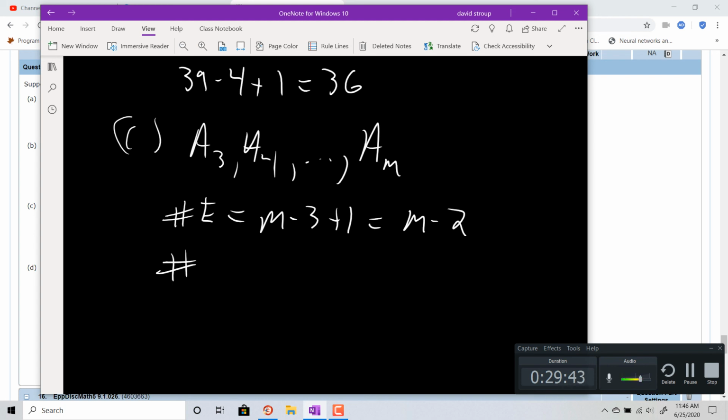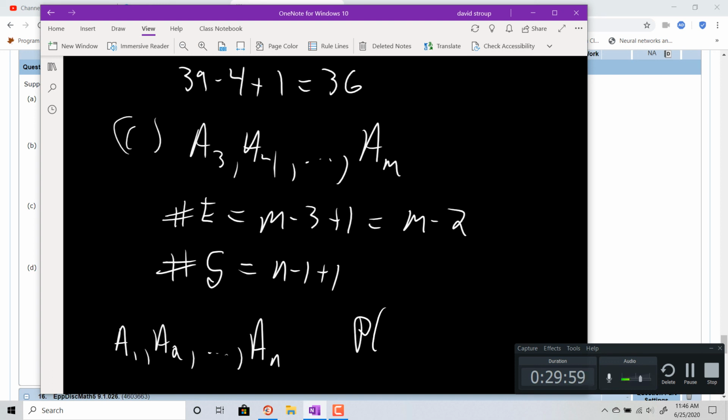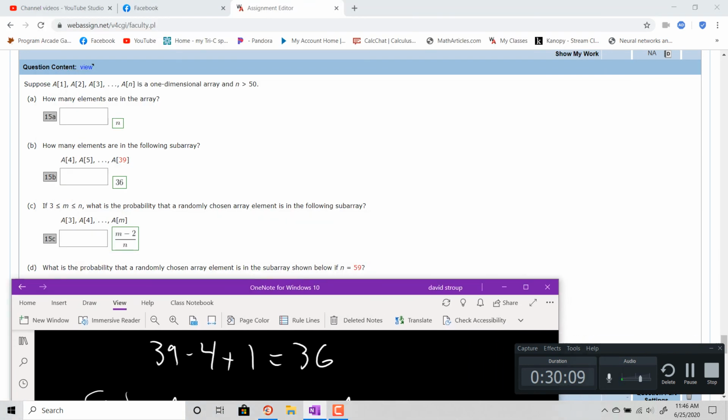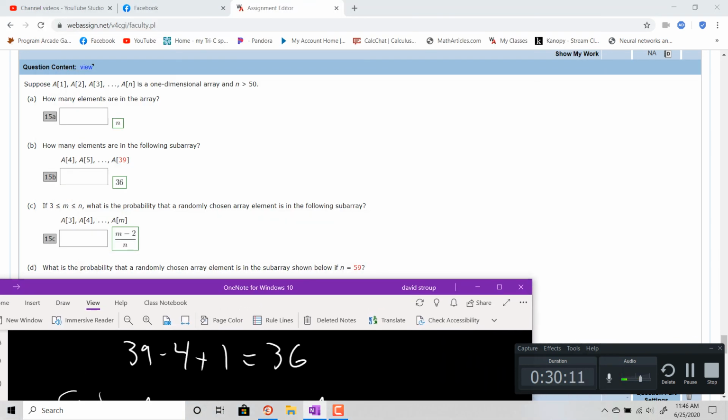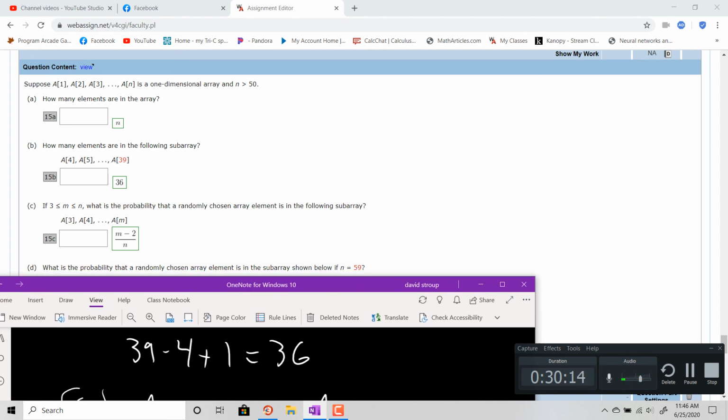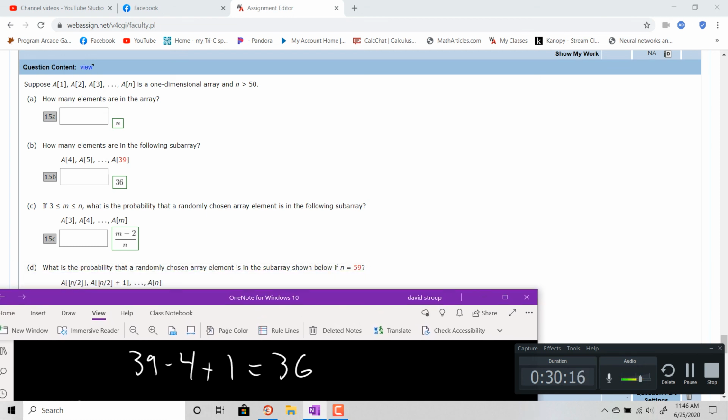And the number of things in the sample space, well, the sample space is the array A1, A2, all the way up to A sub n. So the number of things in the sample space should be n minus 1 plus 1. Okay, so your probability of E in this case will be m minus 2 all over n. Okay. What's the probability a randomly chosen element is a subarray if n equals 59? Oh, and then we have some weird floor notation in there.